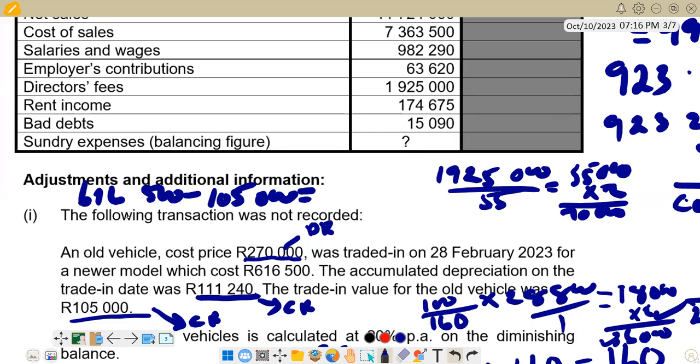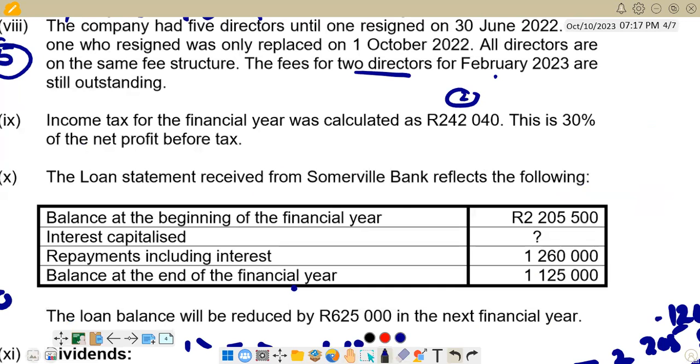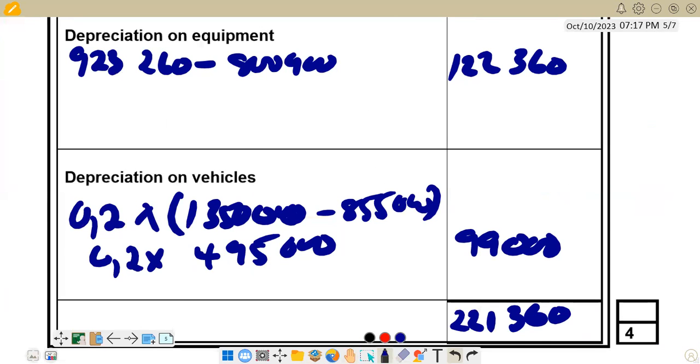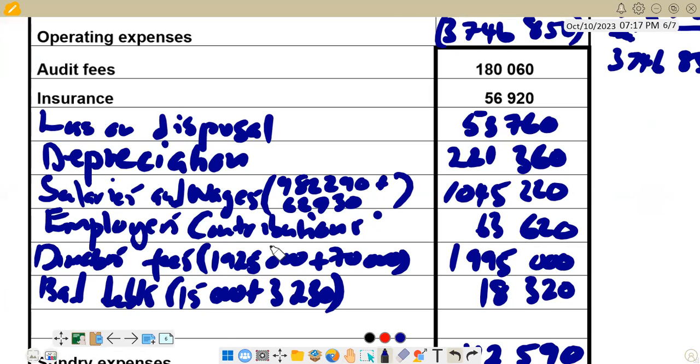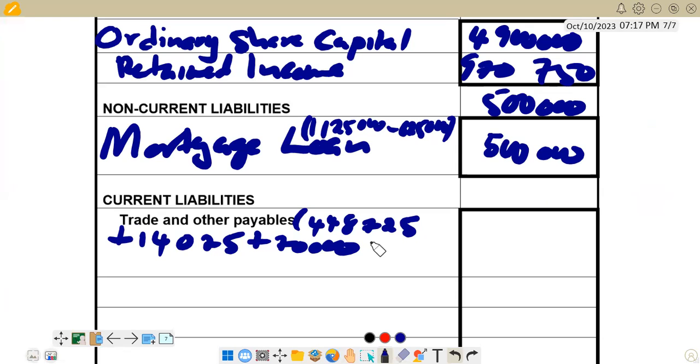So if we say 616,500 minus 105,000, you are supposed to get 511,500. So this amount, again, we are going to add it for other payables, 511,500. So that's what we have there. That marks the end of our payables.